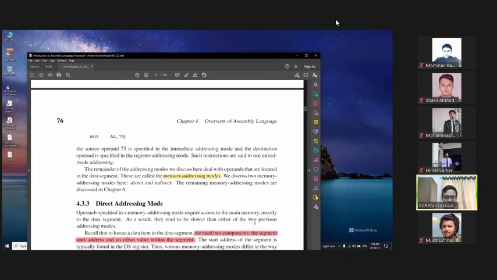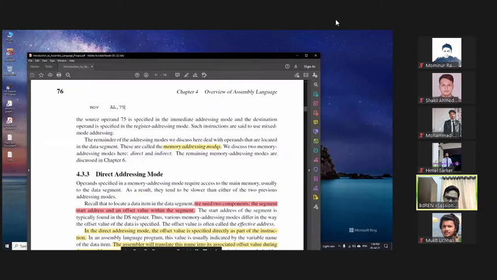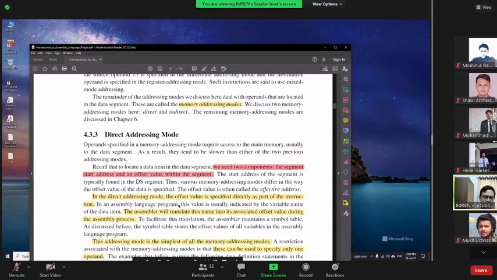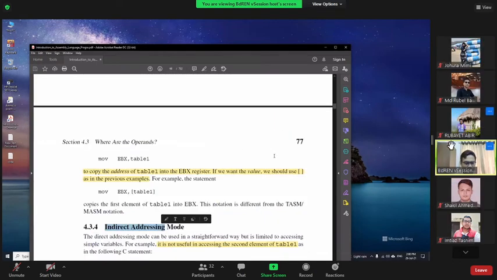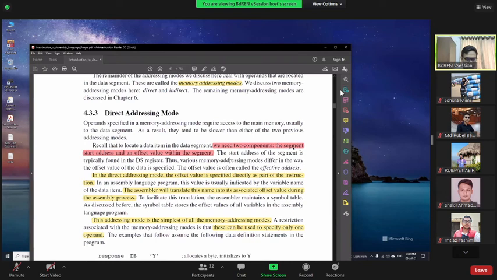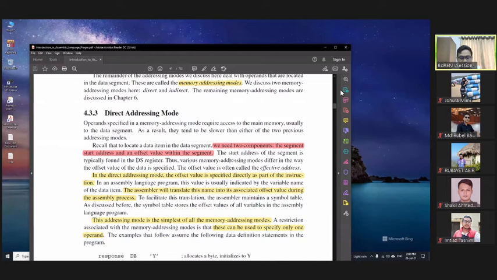So let us see the other options. We have memory addressing mode. We discussed last time that we have two types of addressing mode, the direct addressing mode and the indirect addressing mode. In the direct addressing mode, we know that we need two components: the segment address, the base address of the segment, and also the offset value by which we can identify any location of memory.